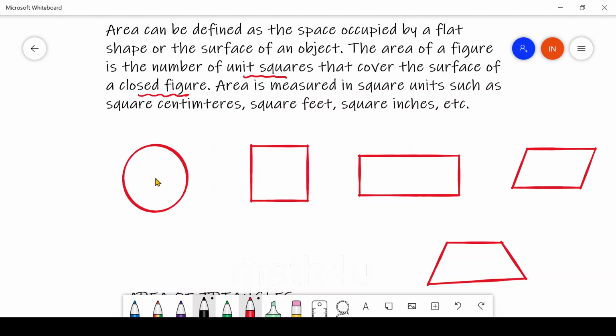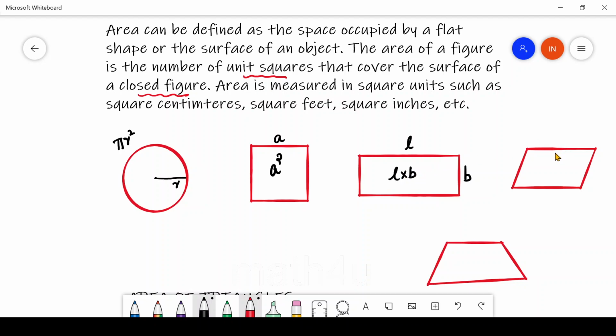If r is the radius of the circle, we can find the area of this circle using the formula pi r square. If a is the side of this square, you can find the area using the formula a into a, that is a square. For the rectangle, I'm taking the length as L and breadth as B. How can we find the area? Yes, that is L into B.